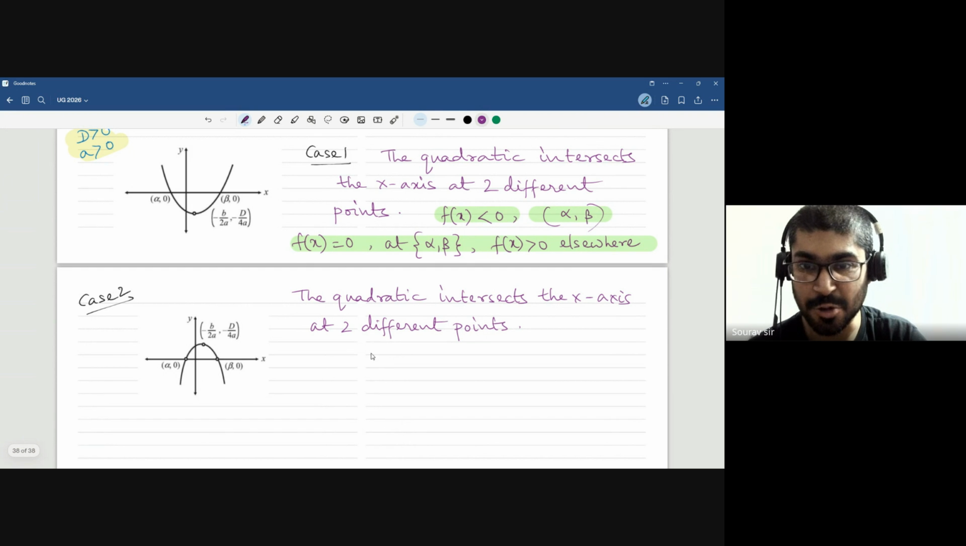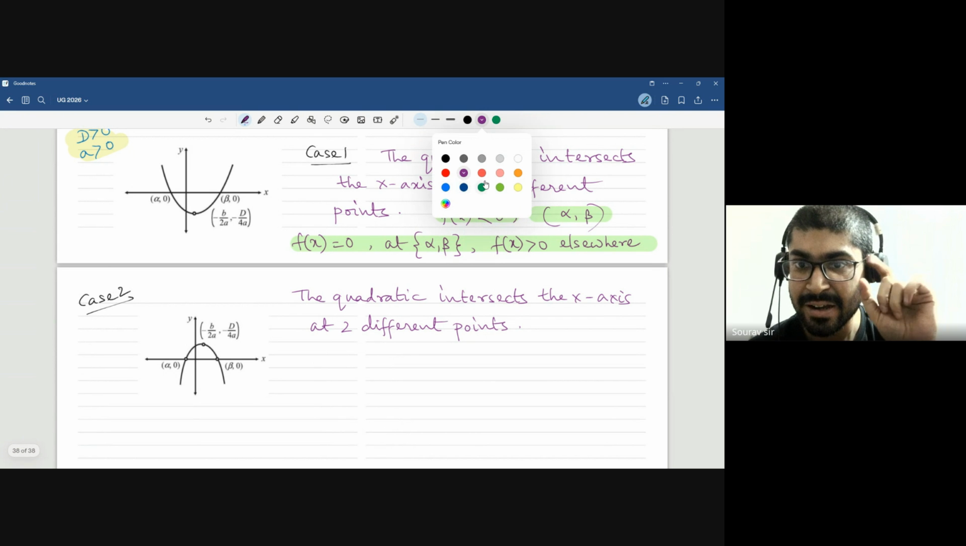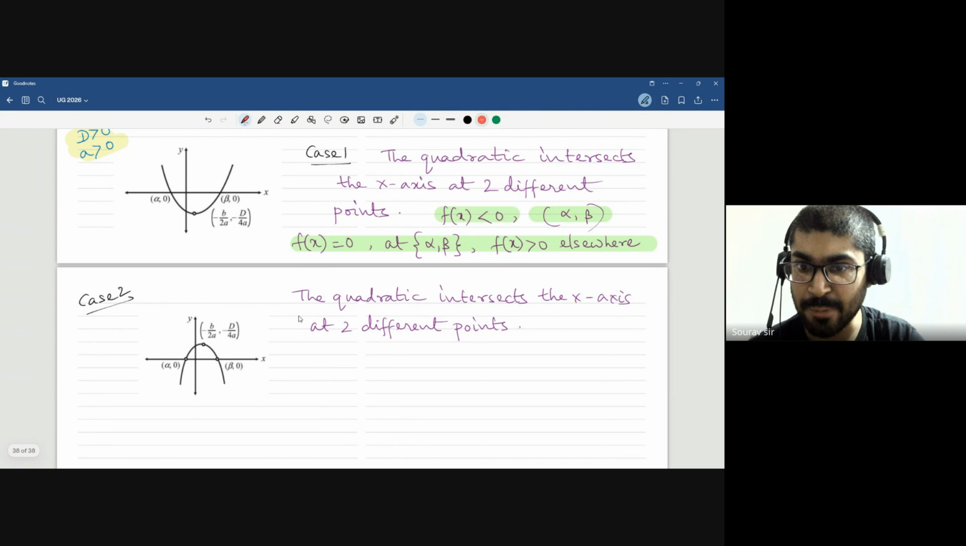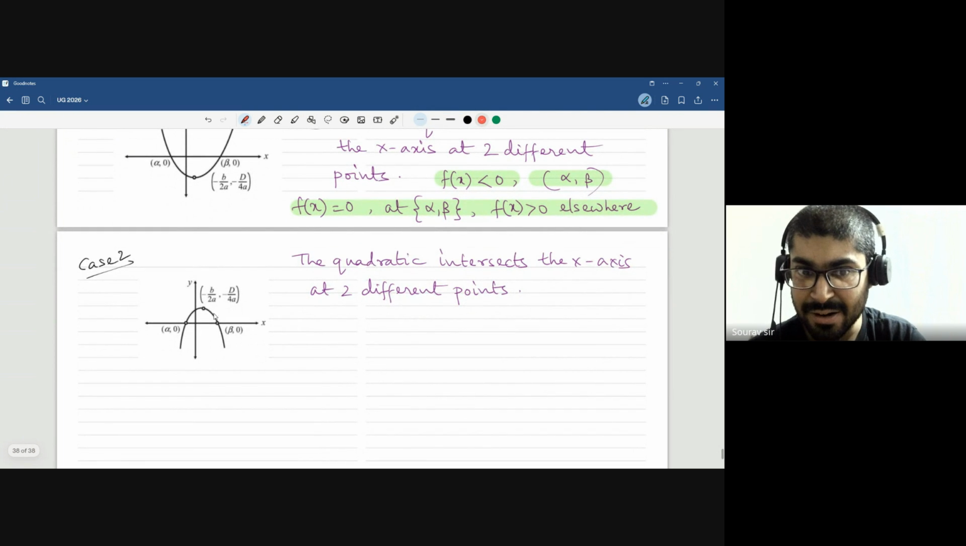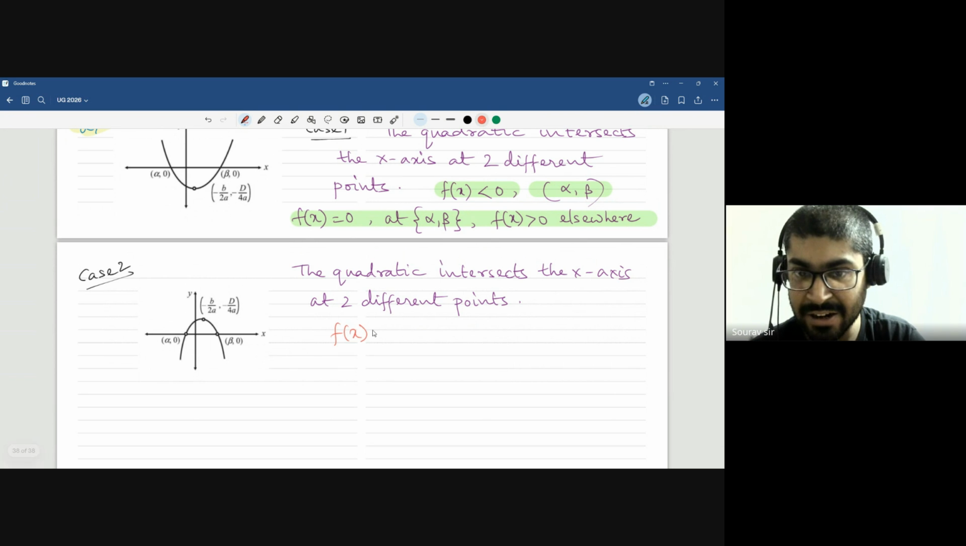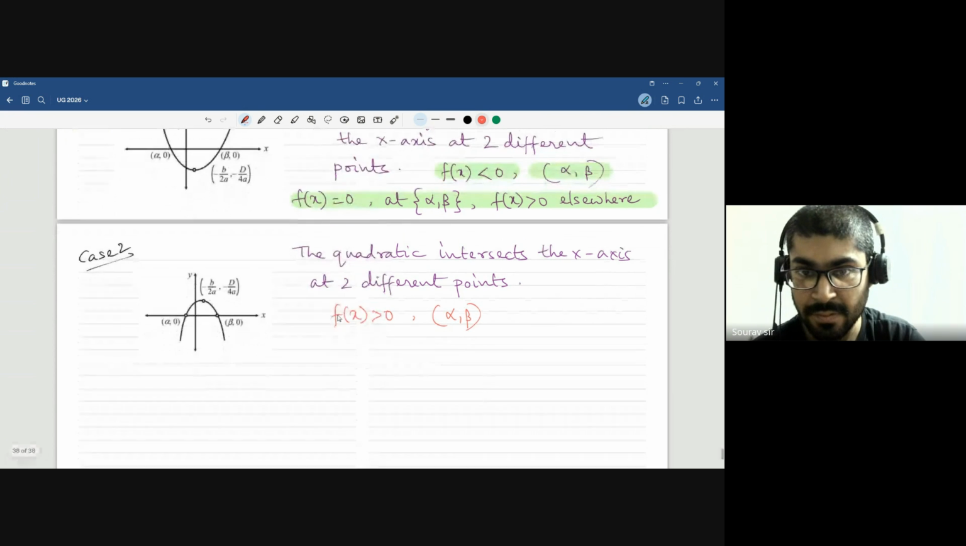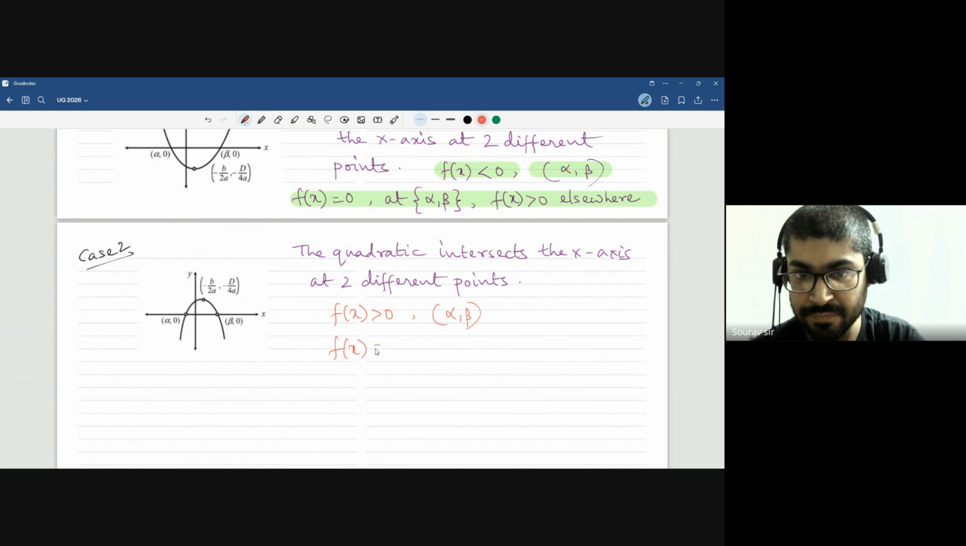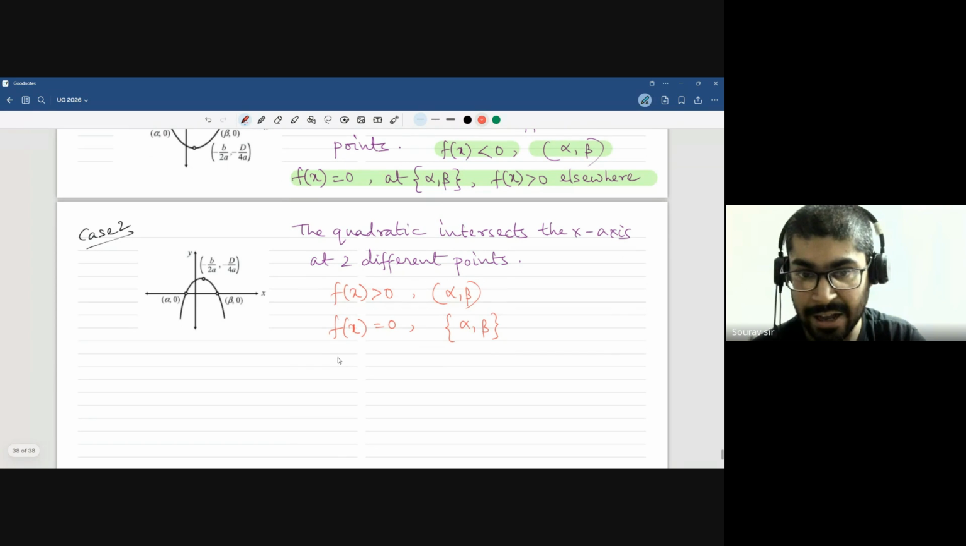All right. The quadratic intersects the x-axis at two different points. But here again, the mix will be different, right? By the mix, I mean certain positions will again be less than and greater than 0, but it will be different. So f(x) is greater than 0 in between alpha and beta. f(x) is equal to 0 at alpha and beta. And f(x) less than 0 elsewhere.